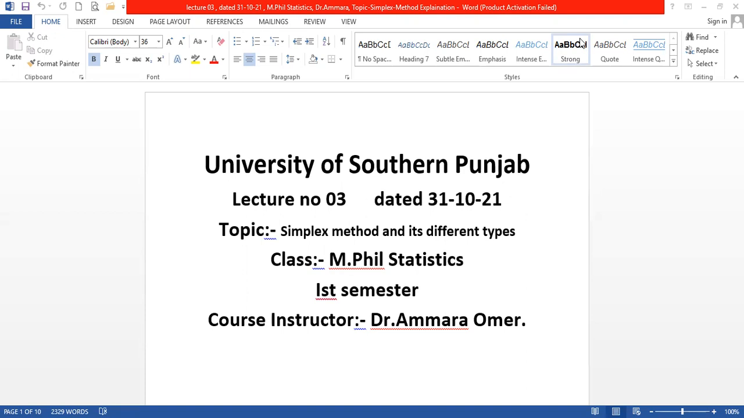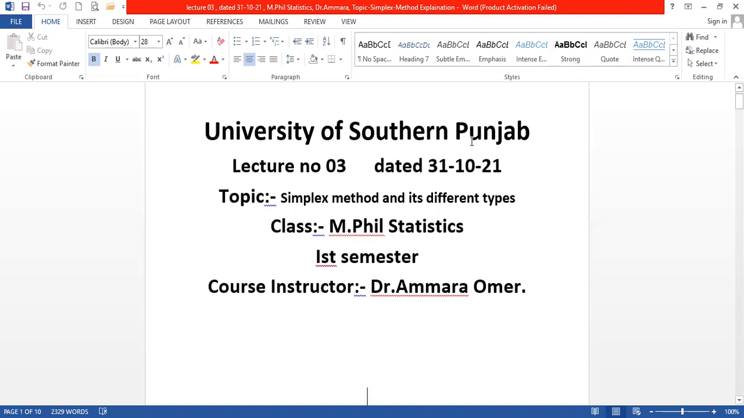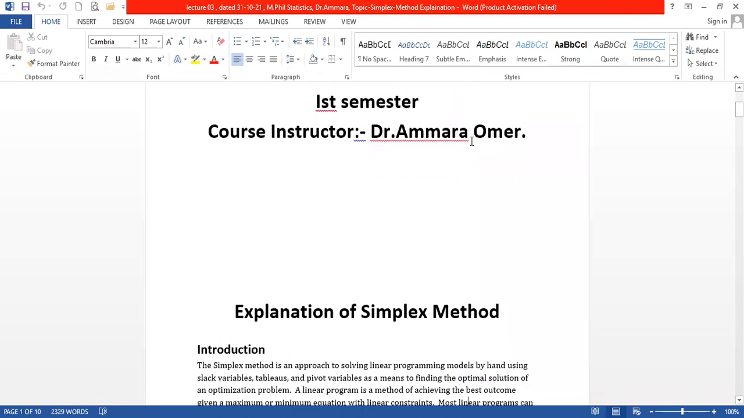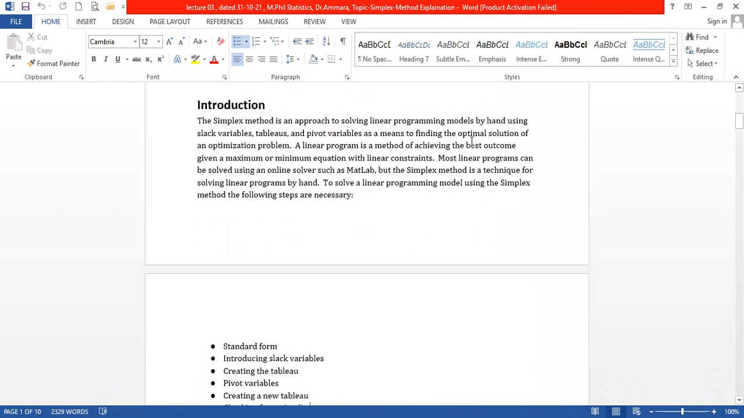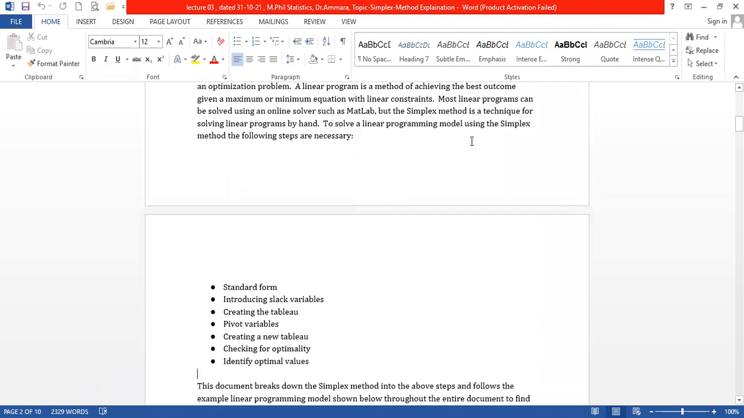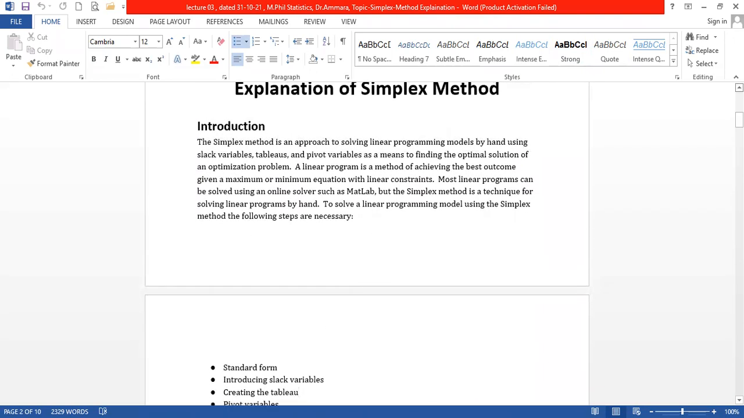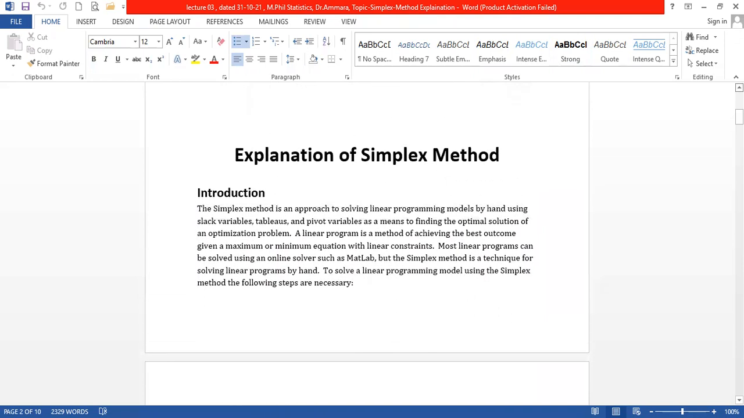So according to the topic, our topic is the simplex method for solving linear programming problems. For the simplex method, we have to follow the techniques, the algorithm rules. The algorithm rules are very simple and sometimes become complex if our problem is complex.